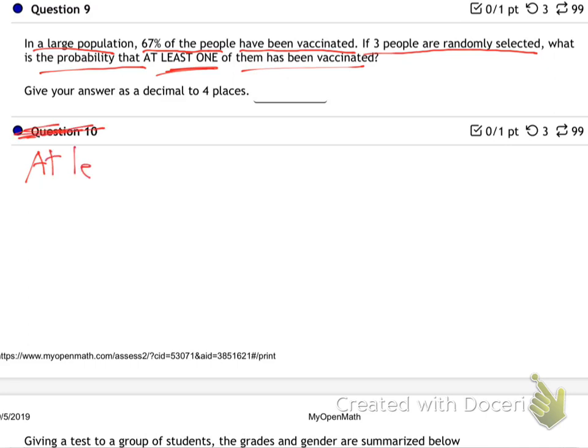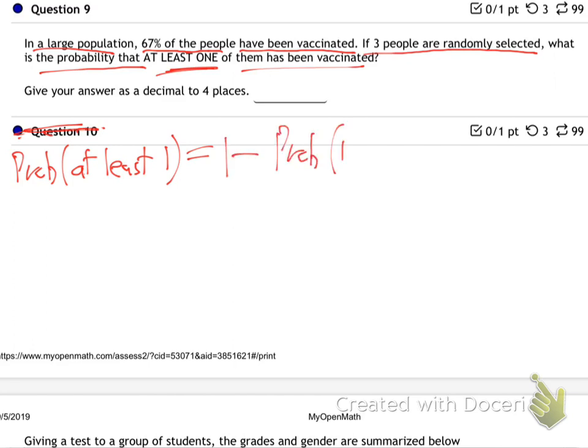Let me write out a game plan for at least one. We've had several at least one questions now. Let me write out a game plan for when you see at least one. The probability of at least one is 1 minus the probability of none, because that's the opposite. The opposite of at least one is none, isn't it?